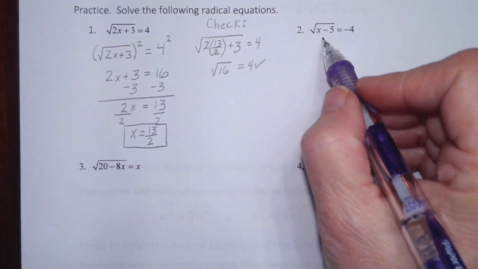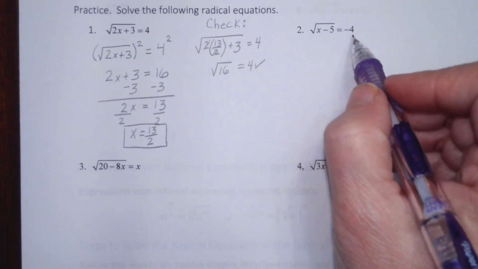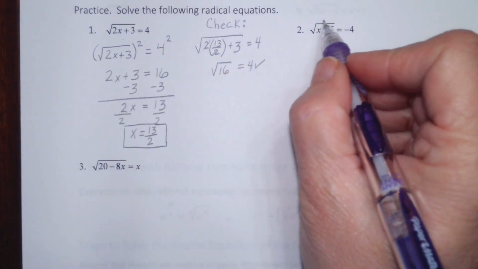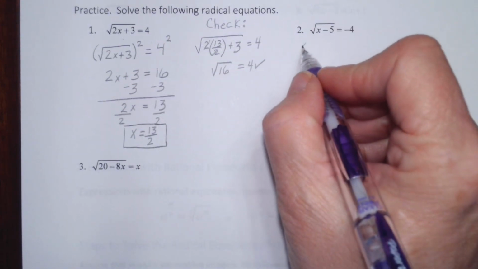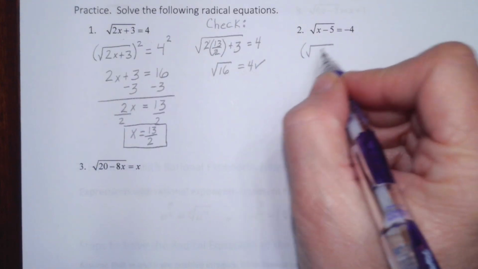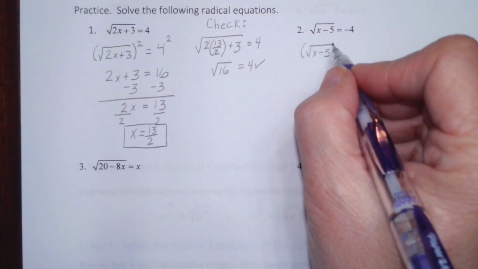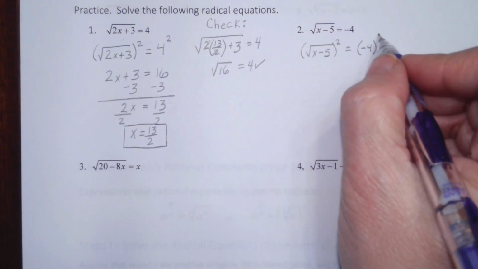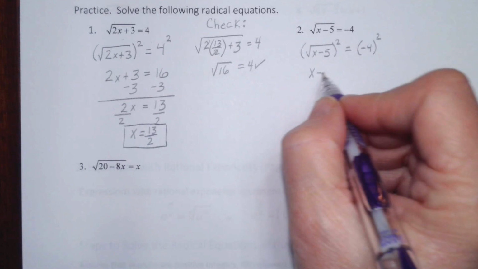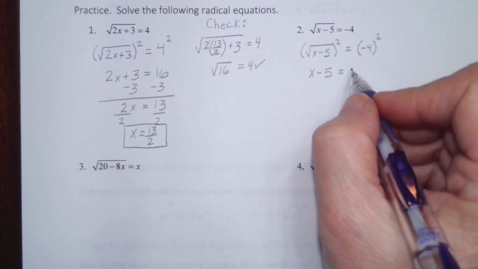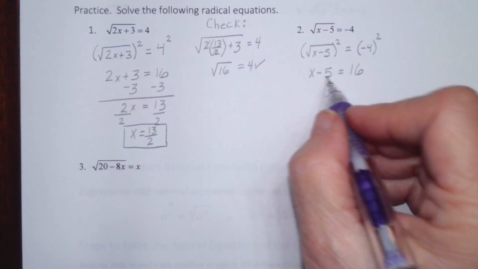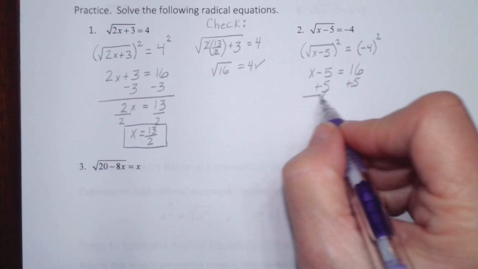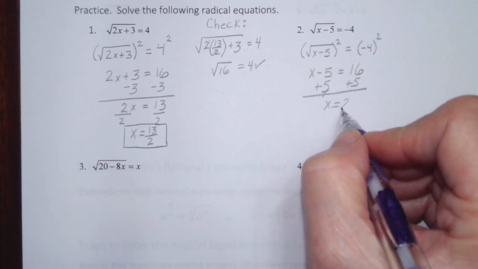We have the square root of x minus 5 equals -4. Our radical is isolated, so we're good. We can square both sides. So we have x minus 5 equals -4 squared. Now x minus 5 is equal to 16, since -4 times -4 is 16. Add 5 to both sides, so x is equal to 21.